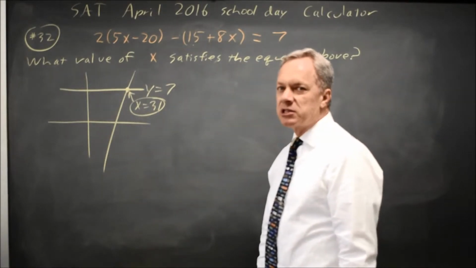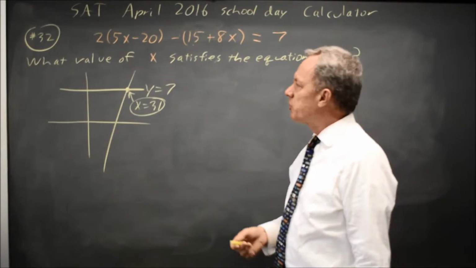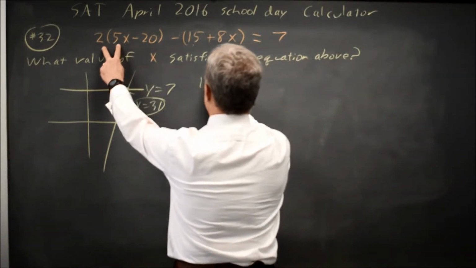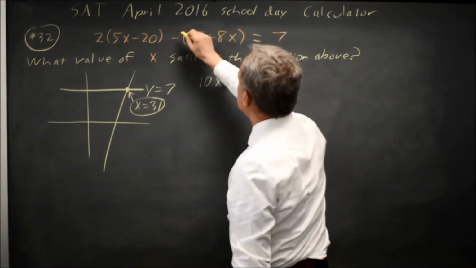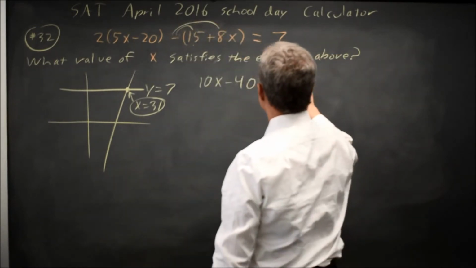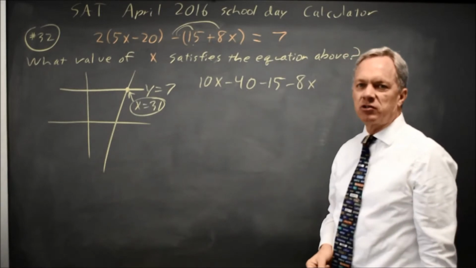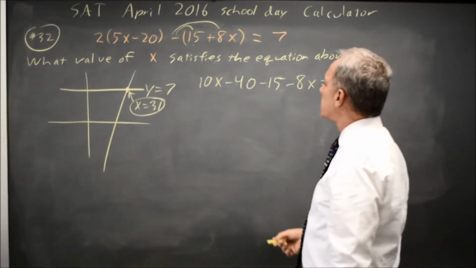In general, I would stop there on the actual SAT, but let's work through the algebra by hand since this is also for teaching. So 2 times 5x is 10x, 2 times negative 20 is negative 40, negative 1 times 15 is negative 15, negative 1 times 8x is negative 8x. Probably the most common error is failing to distribute the negative to that 8x. Equals 7.